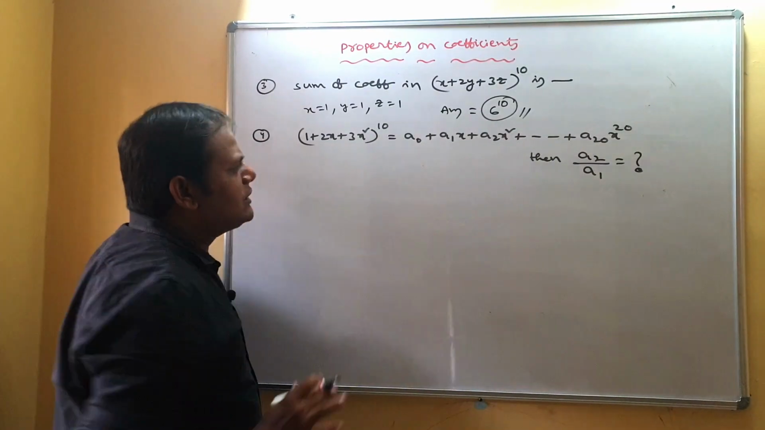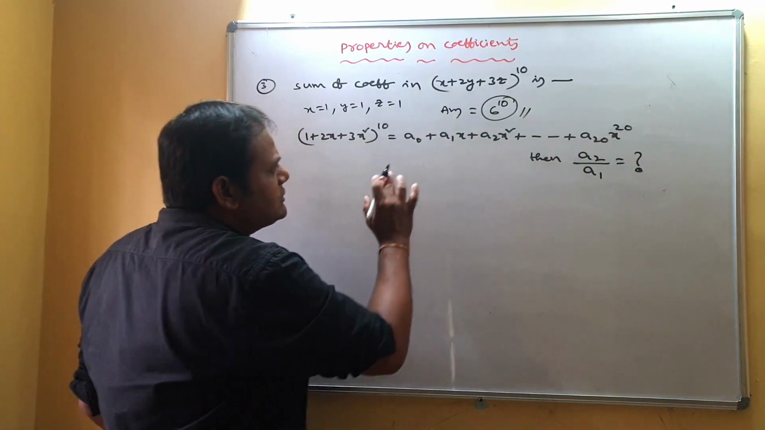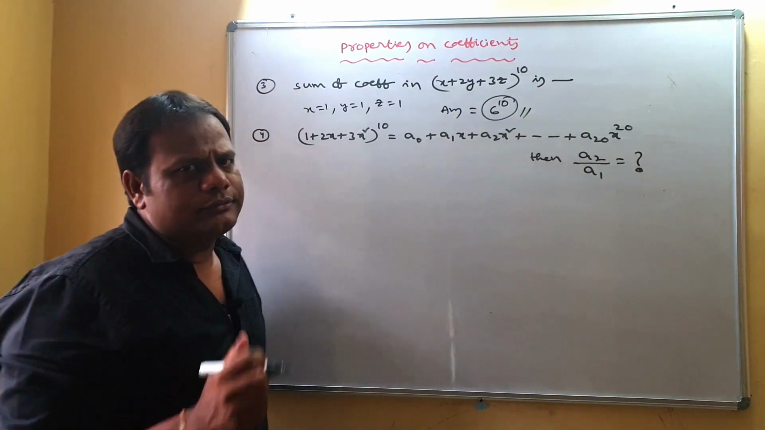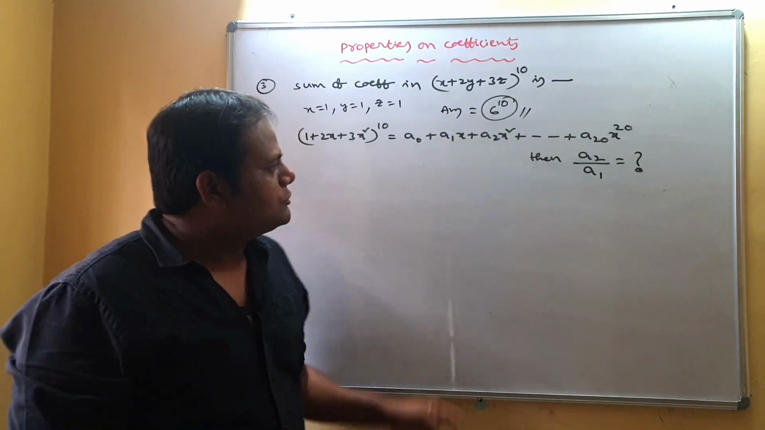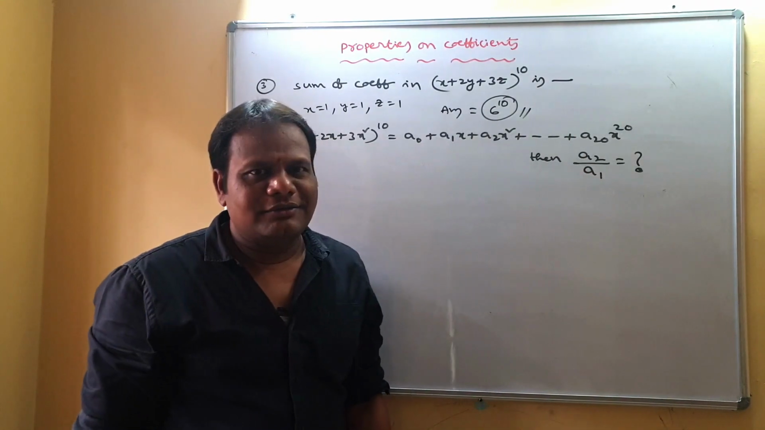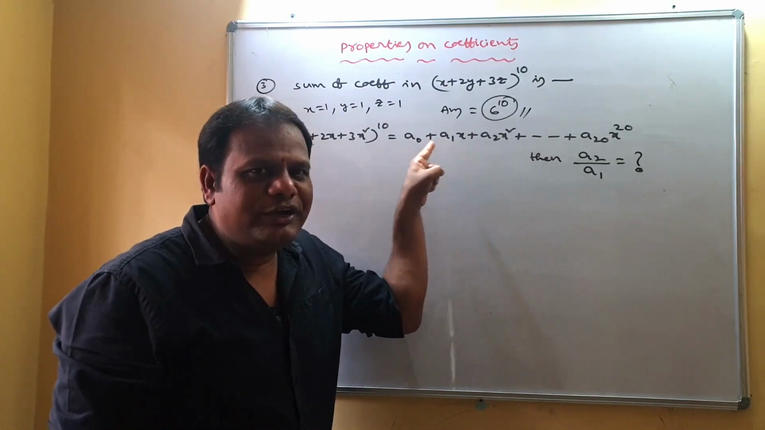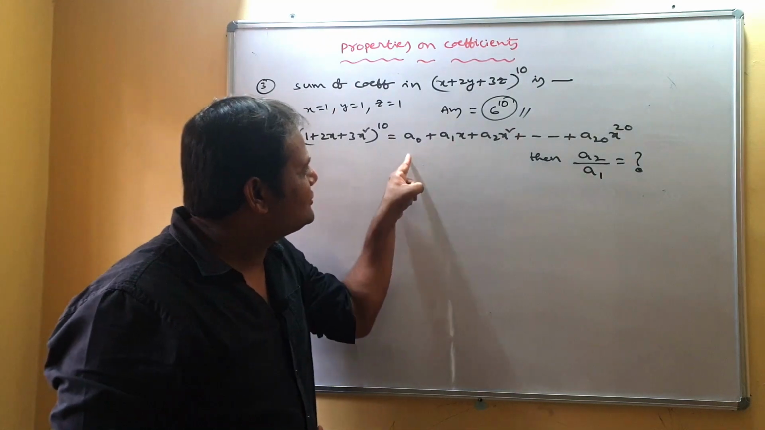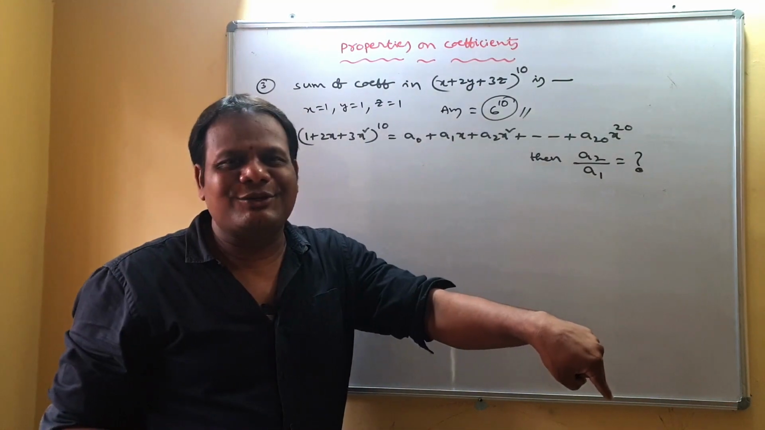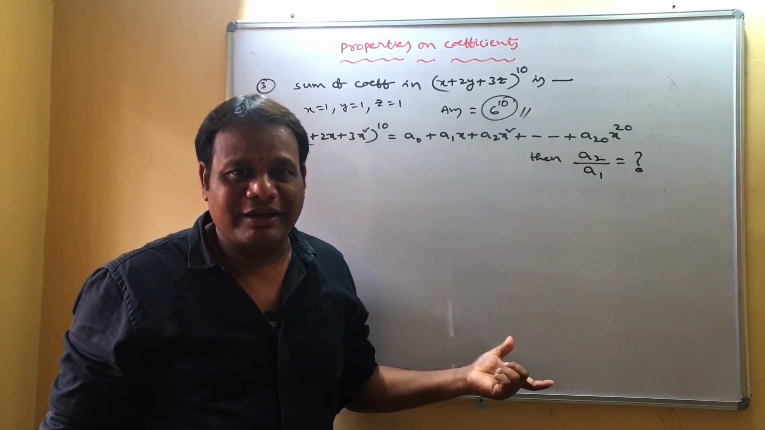So do one thing. Suppose they ask A0, what do we do? We put x equal to 0 on both sides. But we want A1, not A0. So we do differentiation. Then it starts with A1. Then we take x equal to 0. Then you can get the A1 value, is it?